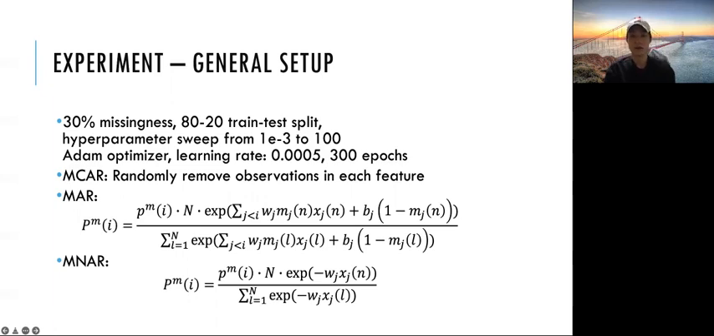In order to create the missing data for MCAR, the authors randomly removed 30% of observations in each feature. For MAR, the authors sequentially defined the probability that the ith component of the nth sample is observed, conditioning on the missingness. MNAR is also introduced by defining the probability as shown in the slide.